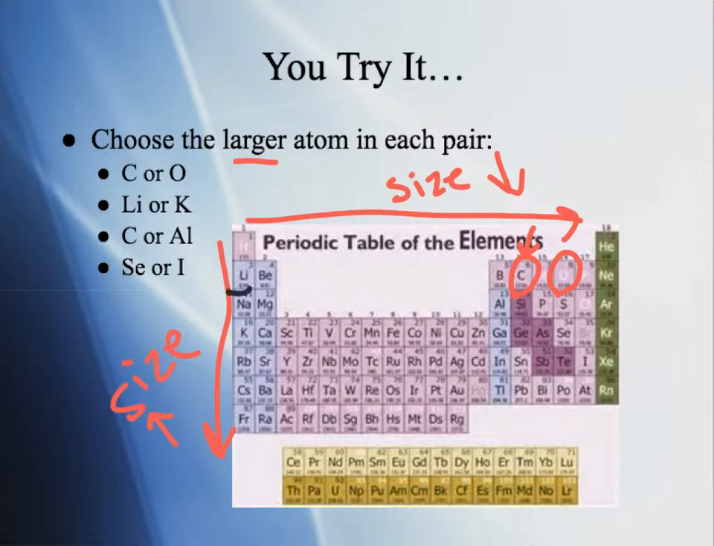Now, if we're taking a look at lithium versus potassium, again, as you go down the group, okay, it gets bigger and bigger. The size increases. So potassium is going to be the larger atom between those two.